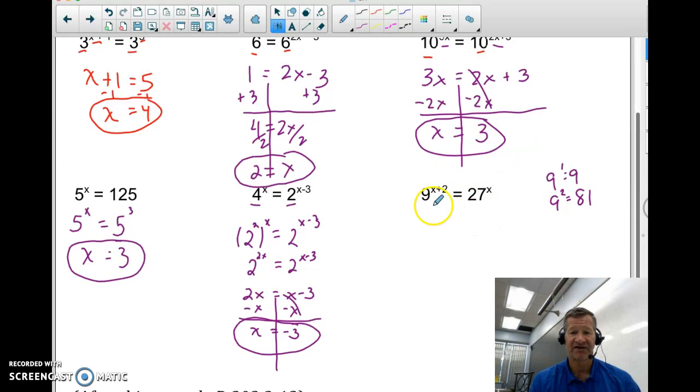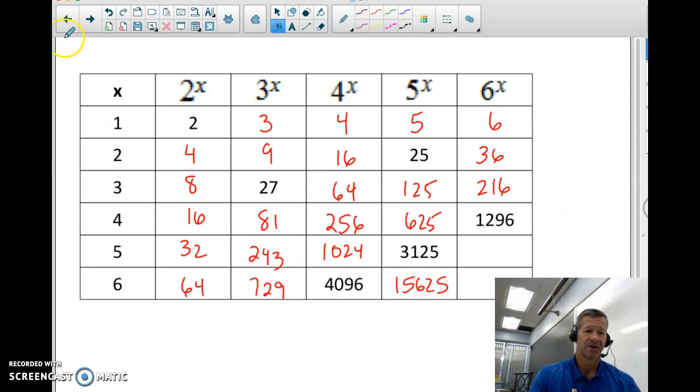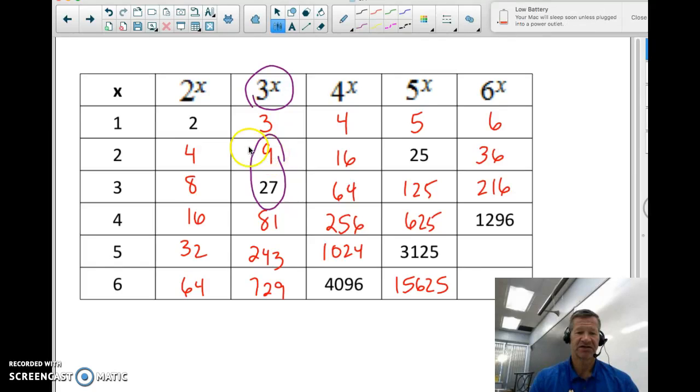9 and 27, hopefully, are both powers of the same base. So let's look at our chart. Do any of these rows have both a 9 and a 27 in them? Well, yes, they do. Look at right here. They're both powers of 3. 9 is 3 to the second, whereas 27 is 3 to the third.